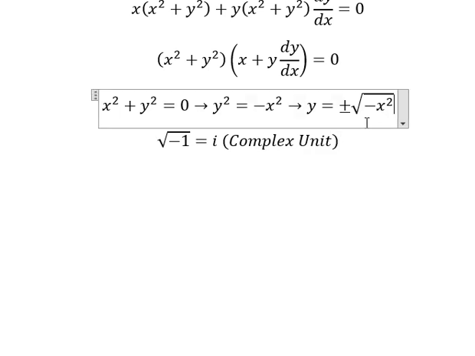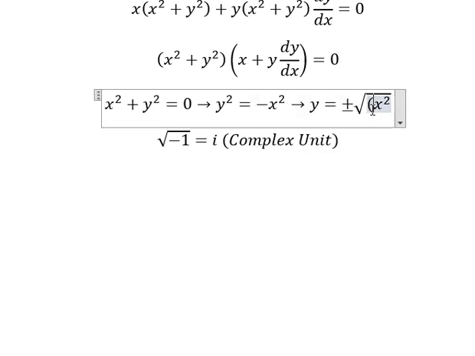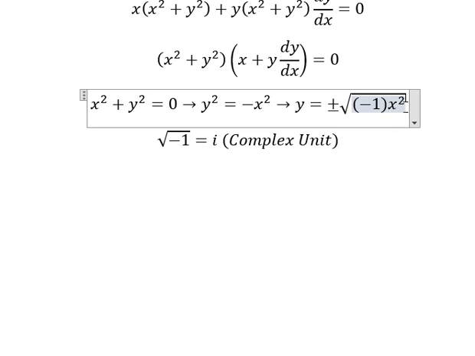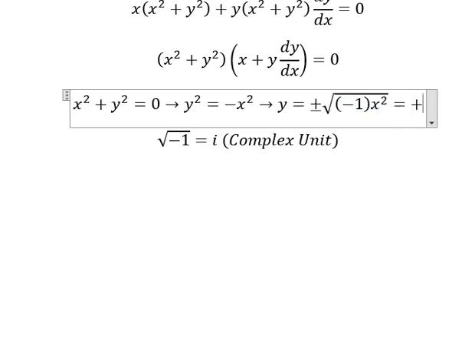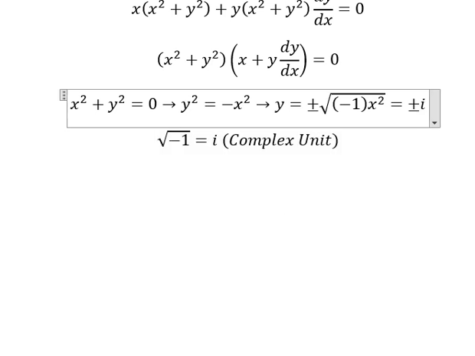So in this one we see that we have negative 1. So the square root of negative 1 we change to i. And the next one is s.